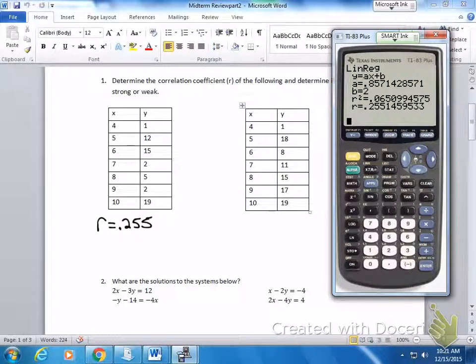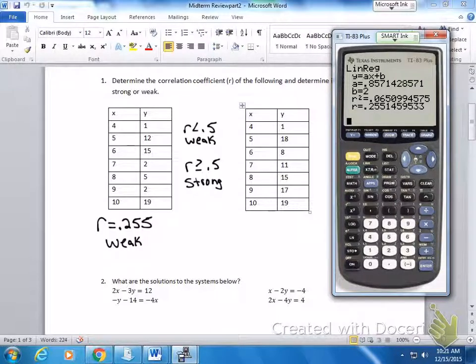Now we need to know whether or not that's a strong or weak correlation. So what we're going to do is say if R is less than 0.5, it's weak. If R is greater than or equal to 0.5, it's strong. So if we look at this one, 0.255 is less than 0.5, so it is a weak correlation.